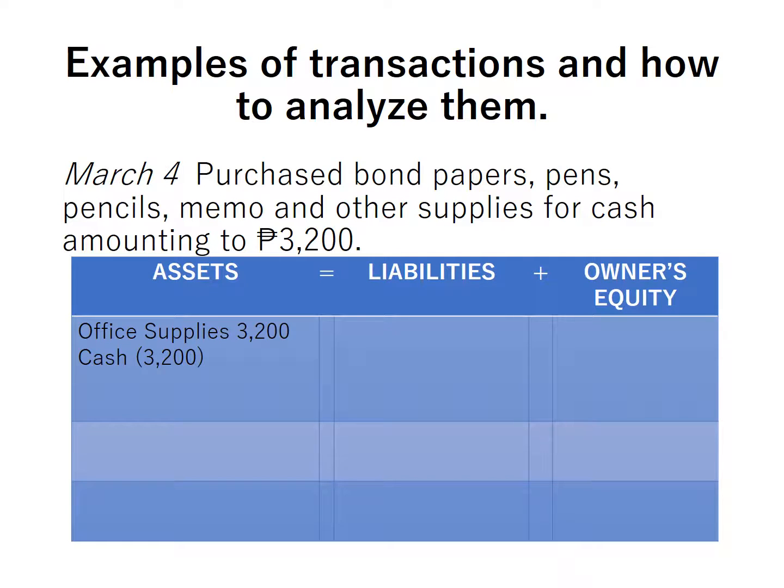Another March 4 transaction, the business purchased bond papers, pens, pencils, memo, and other supplies for cash amounting to 3,200. Office supplies increased by 3,200. Cash decreased by 3,200.